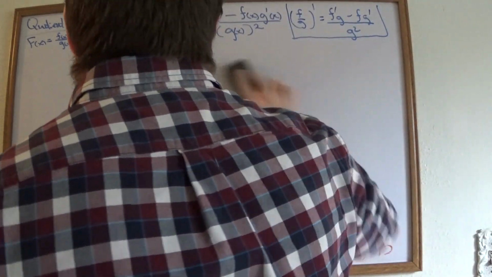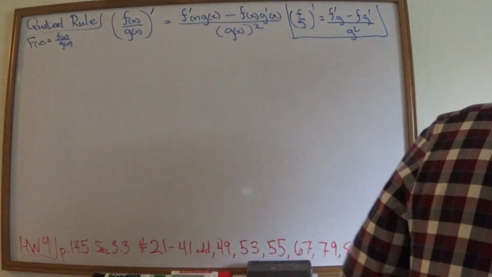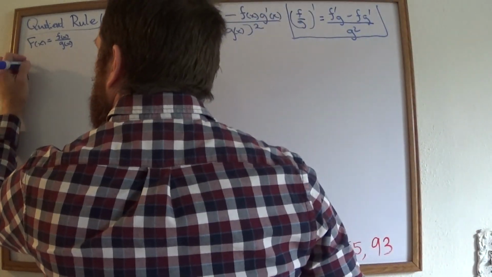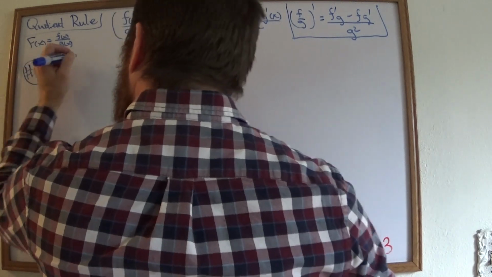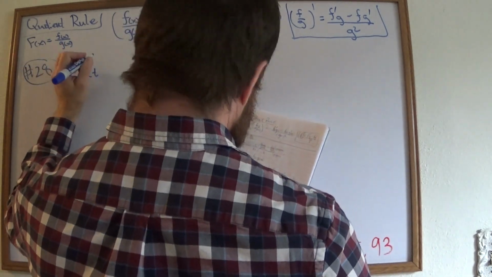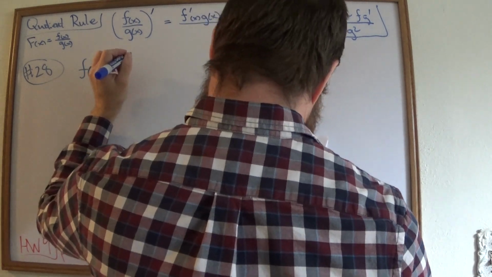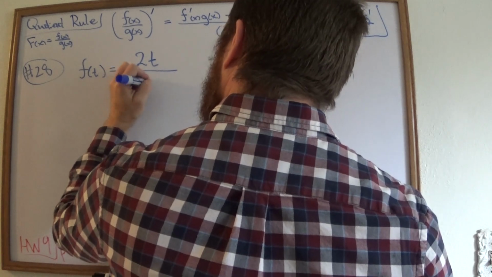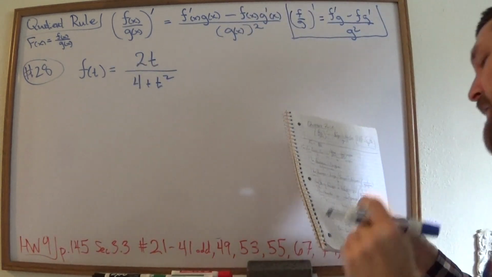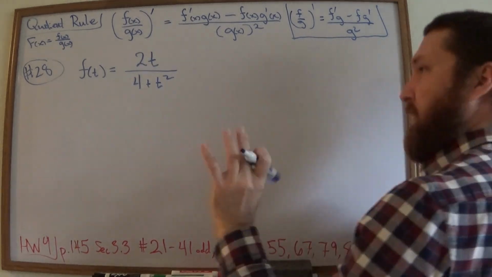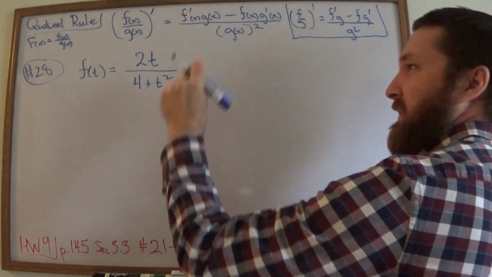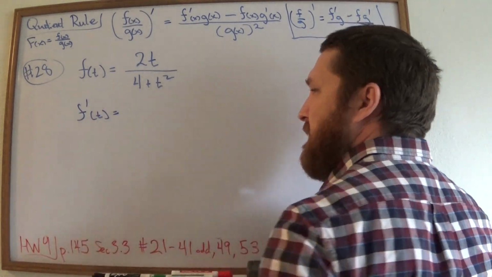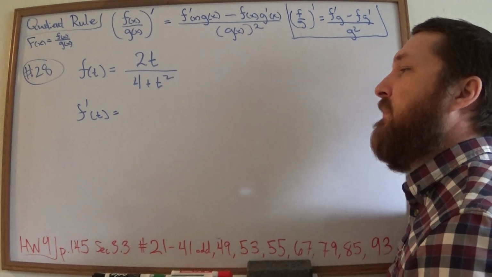All right, so let's leave that up there, and we'll do an example. Here's number 28. I think it's f of t is equal to 2t over 4 plus t squared. Okay, it's a quotient. So take the derivative of this. Find the derivative of f.